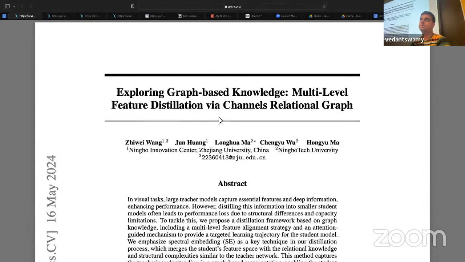Hi everyone. So today we'll be discussing the paper. The paper is titled Exploring Graph-Based Knowledge, Multi-Level Feature Distillation via a Channel's Relational Graph.